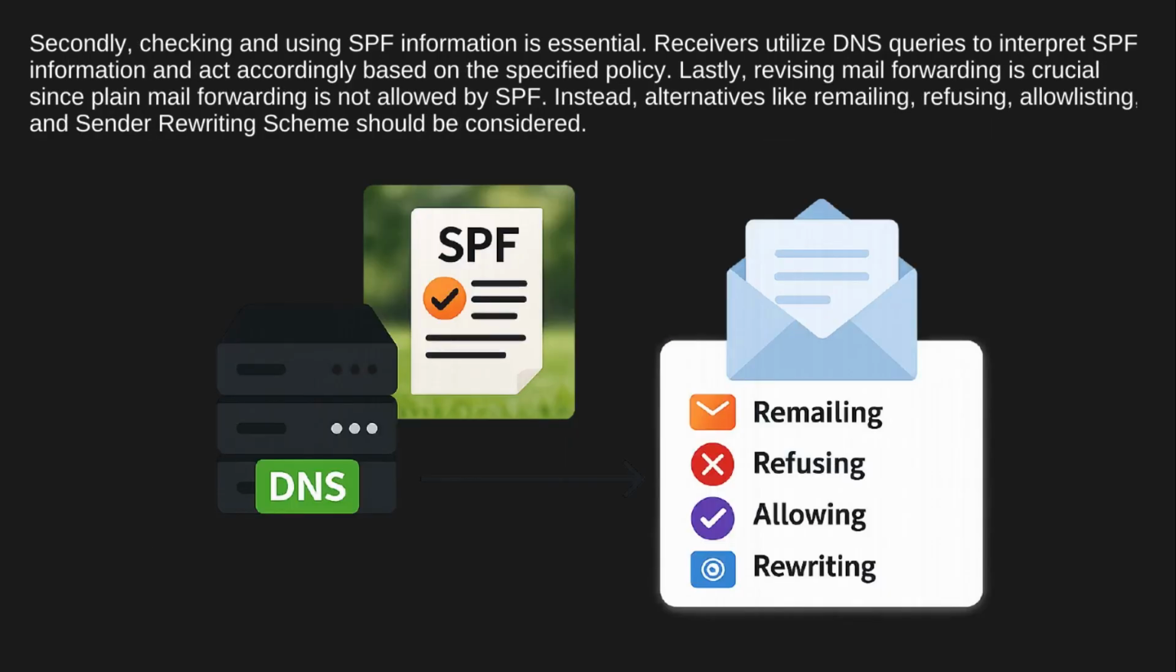Secondly, checking and using SPF information is essential. Receivers utilize DNS queries to interpret SPF information and act accordingly based on the specified policy. Lastly, revising mail forwarding is crucial since plain mail forwarding is not allowed by SPF. Instead, alternatives like remailing, refusing, allow listing, and sender rewriting schemes should be considered.